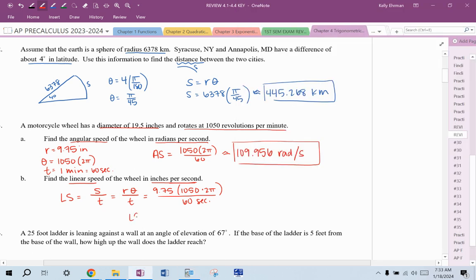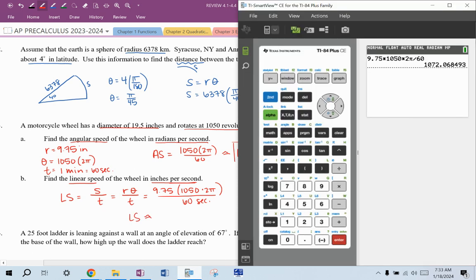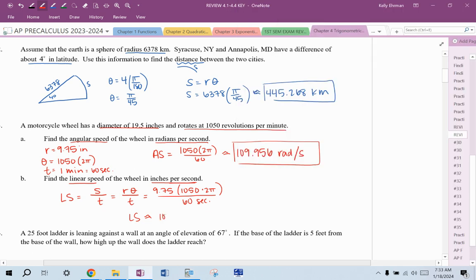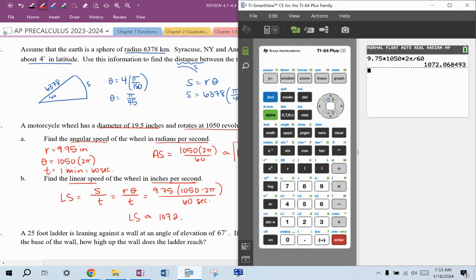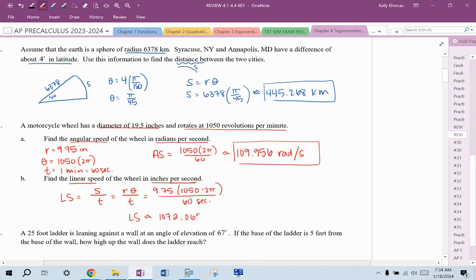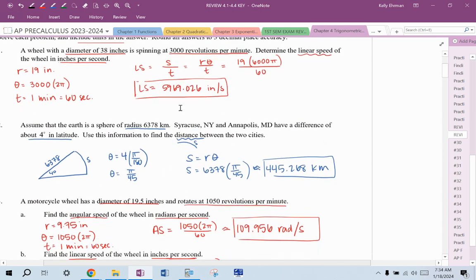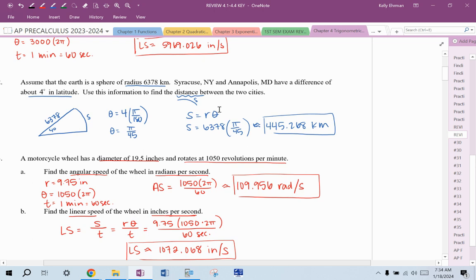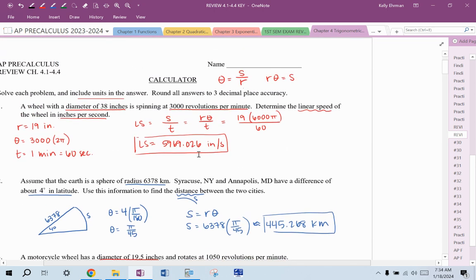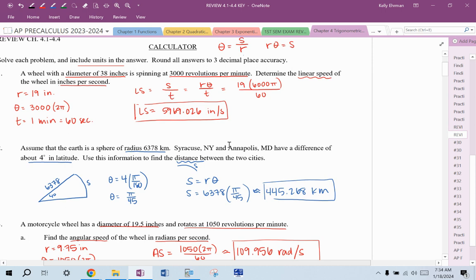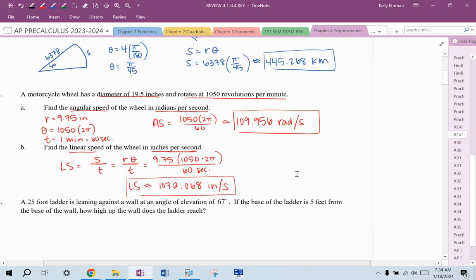So I'm getting the linear speed is 1072.068. And then this would be inches, because that's what the radius was in, per second, and that's what I needed. All right. So that's sort of the linear speed, angular speed. It's really just theta equals s over r and manipulating that. Linear speed is arc length over time. Angular speed is radians over time.